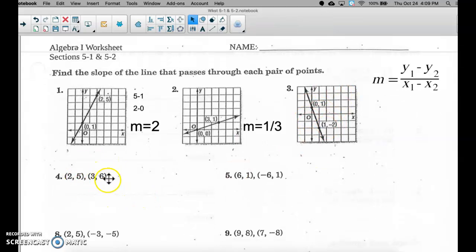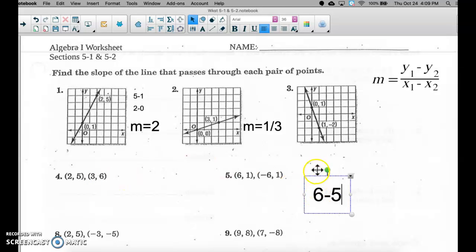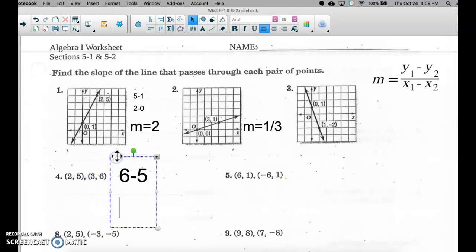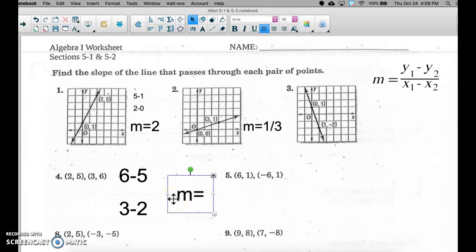Same thing going on down here. It's going to be y1. I like to do the one with the bigger number, so 6 minus 5 over 3 minus 2, which in this case is going to be 1 over 1. So my final answer is m equals 1.